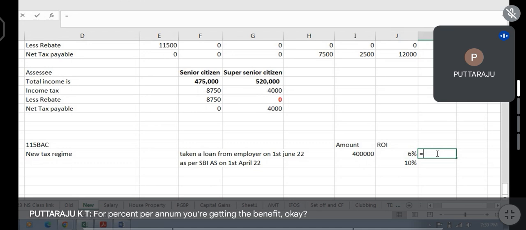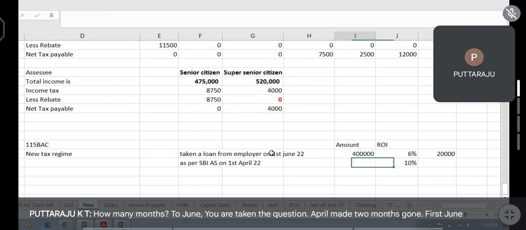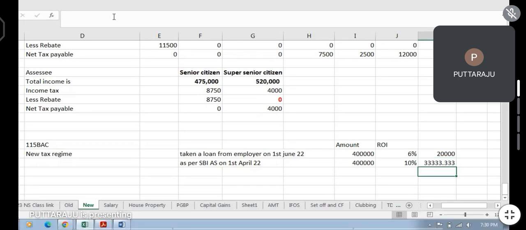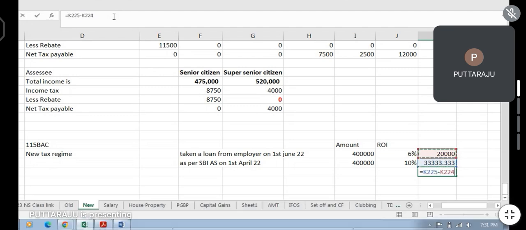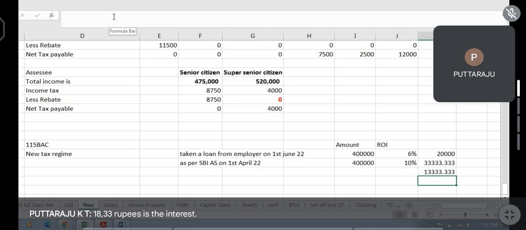Okay. That means you need to calculate interest for how many months? You have taken it on 1st June, April, May, 2 months gone. 1st June, 20,000. That means how much is the benefit? Rupees 13,333 is the interest that you need to add as perquisite. Understood?